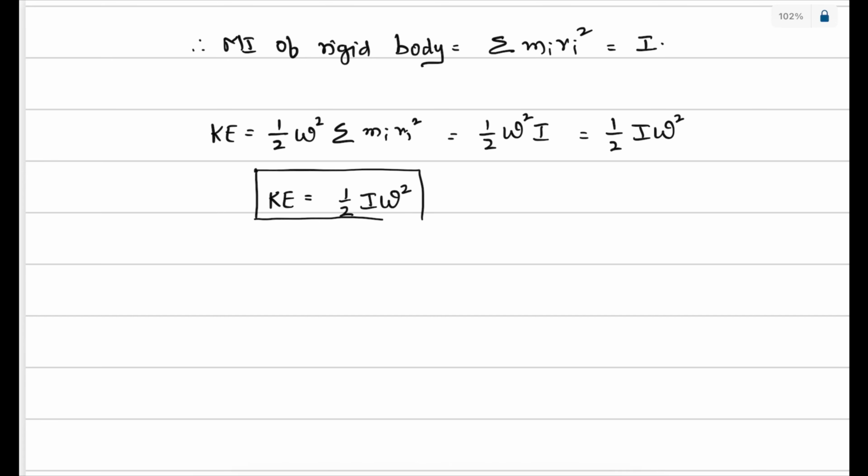This derivation is given as a question in various university examinations, and also in UPSC. For that only I have derived this derivation. This question is directly asked. Hence, kinetic energy of a rigid body is equal to half I omega square.